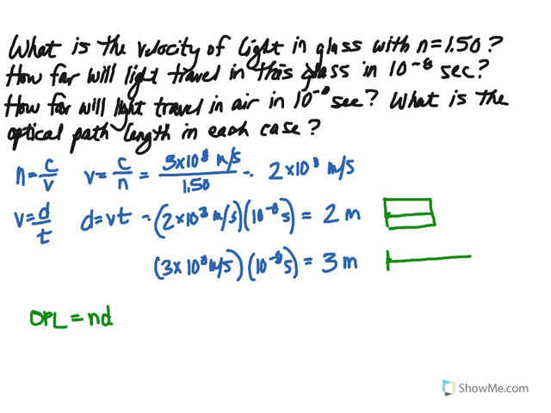And so for the light in glass, the index is 1.5, and the distance traveled was 2 meters. So our optical path length in the glass is 3 meters. And the optical path length in the air, the index of refraction of air is 1, and the light traveled 3 meters, so they have an optical path length that is equal, which, since they had an equal amount of time, by definition the optical path lengths would be equal.